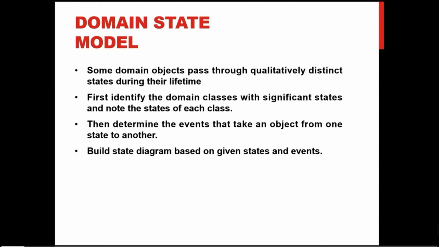It means that some domain objects we have found in the domain class models have quantitatively distinct states during their lifetime. So we should first identify the domain classes with significant states and note the states of each class. Then we need to determine the events that take an object from one state to another. At last, based on the found states and events, state diagrams can be built.